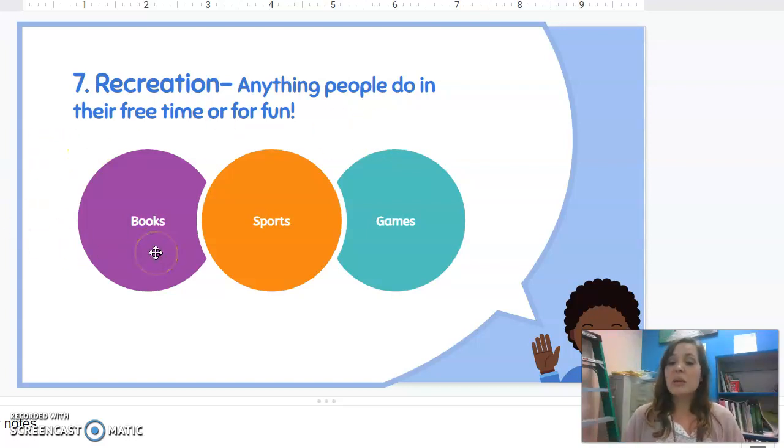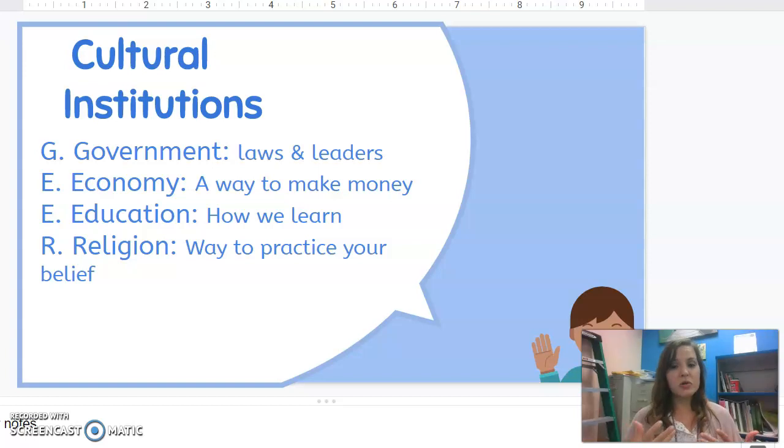So our next section is going to be about cultural institutions. Now cultural institutions are still cultural traits, but there's something we're going to look at separately. So cultural institutions are those long-standing practices. These are structures in the society, in the culture, that have been around for a very long time. And we see them in every culture, no matter how complex or simple.